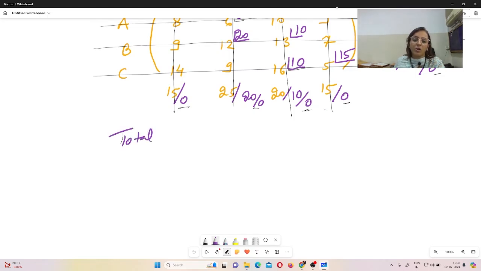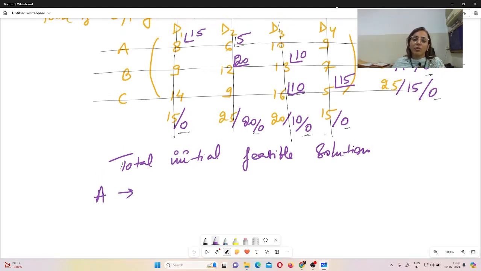So the total initial feasible solution for this question will be the allocation, and you have to give the allocation like from A unit you have to give the allocation to D1, that is 15 units, right? How many units have you given? 15 units you have given at a rate of rupees 8. So you multiply 15 by 8, right?